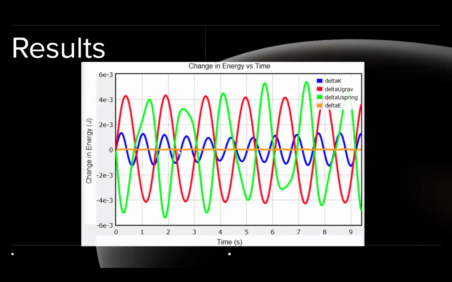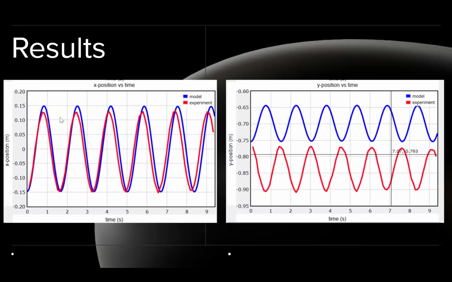As you can see here, the change in energy is pretty much zero. And so what that means is that it kind of worked. The system and the mass were one system, so it makes sense for the energy to not change because we weren't adding anything else into the system as we were going through. And so the results here continued.